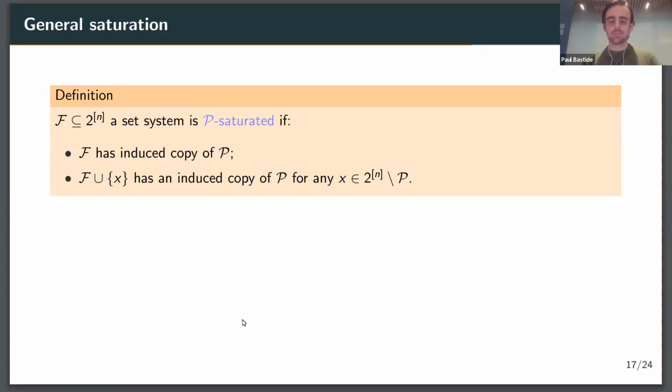So I take a poset P, I take a family F in the Boolean lattice of dimension n, and I want it to be P-saturated if it does not, sorry, there is a not that is missing here. F has no induced copy of P. But if I add an element X to F, then it has an induced copy of P. Okay. And I emphasize induced, and when I say copy now, it will always be induced. So if you replace P by the antichain of size k, this is exactly what we called k-saturated before.